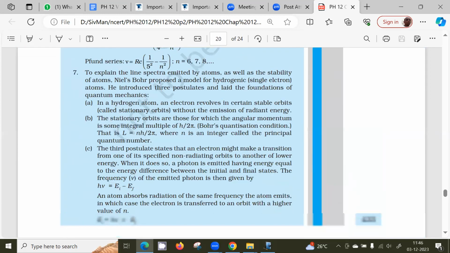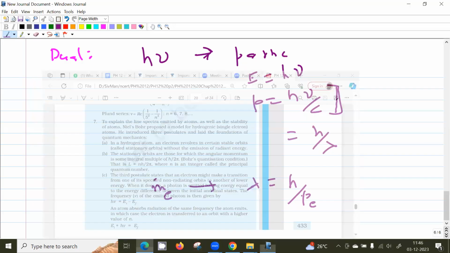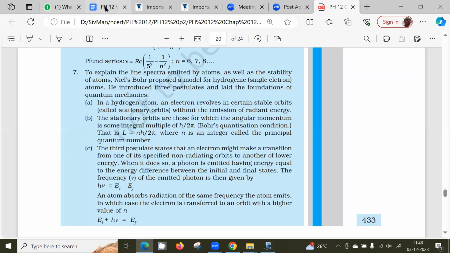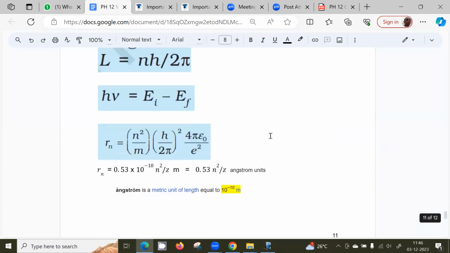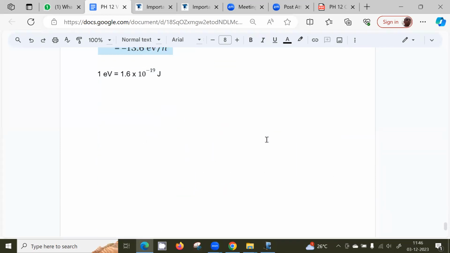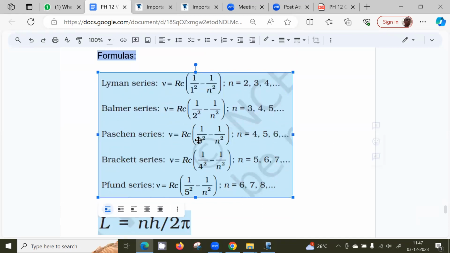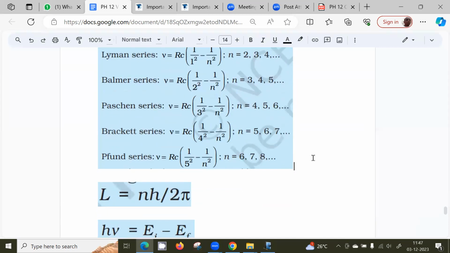As far as formulas are concerned, which you have to remember, the meeting will get over in 4 minutes. You have to reconnect, rejoin again. Okay, sir. So this formula list, this one. Go through NCERT.